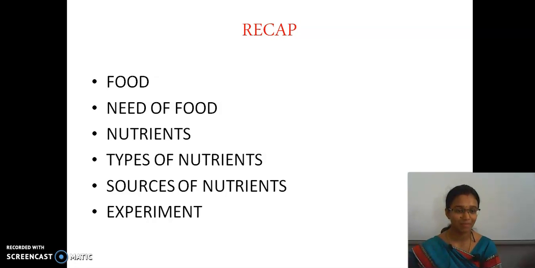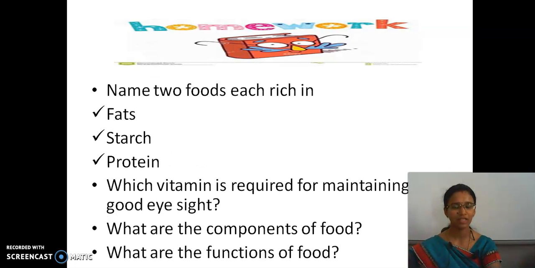And then we have seen types of nutrients. What are the types of nutrients? Totally there are how many types? 6 types. Right? Carbohydrates, proteins, water, minerals, vitamins, and then fat. Yes? Then what are the sources of those nutrients also we had seen. We have done an experiment also. Yes? I hope you all would have liked this. And I hope you also like these homeworks also, right?